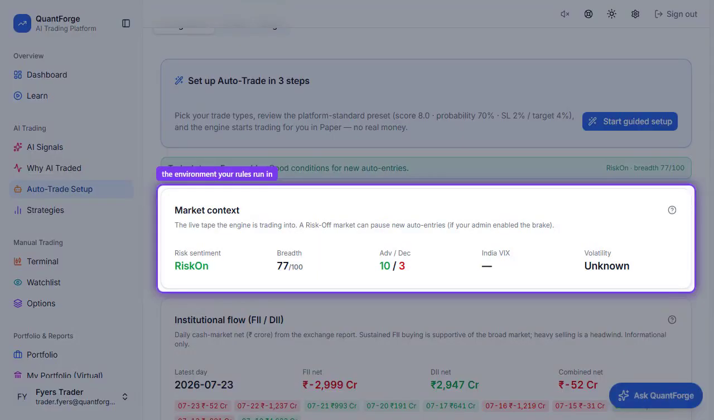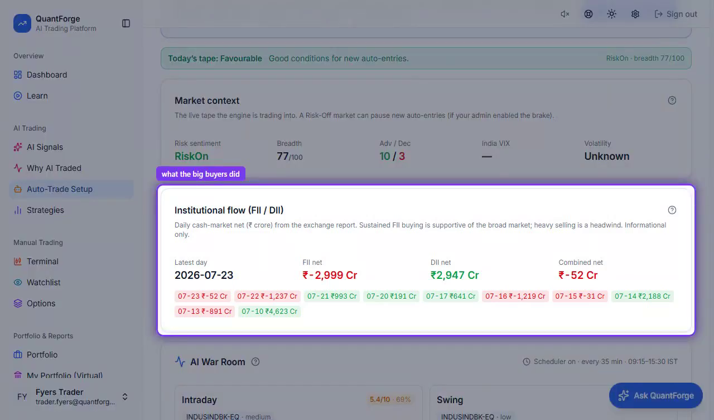There are more cards down here: market context, institutional flow, stat-arb, decision analytics, sector exposure. All read only. They explain the environment your rules are operating in. Market context is the breadth and volatility of the day. Institutional flow is what the big buyers and sellers did.